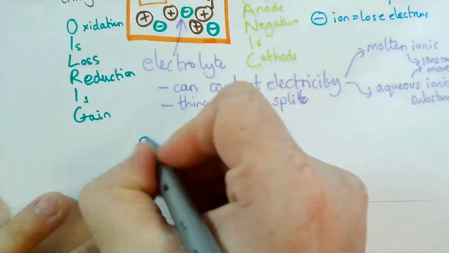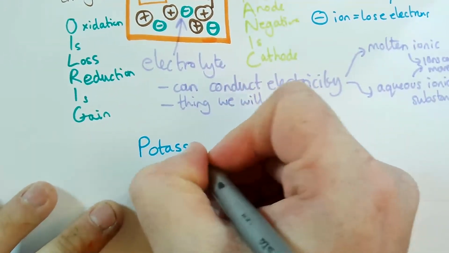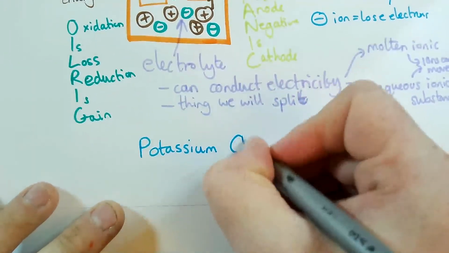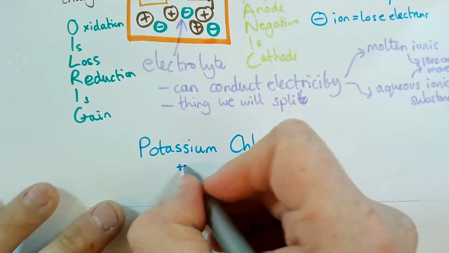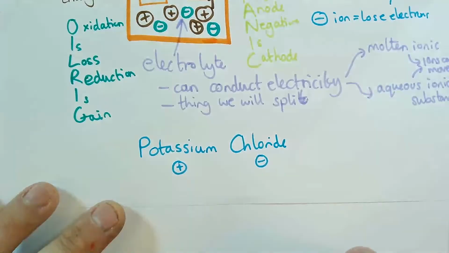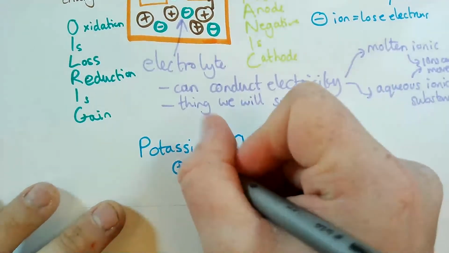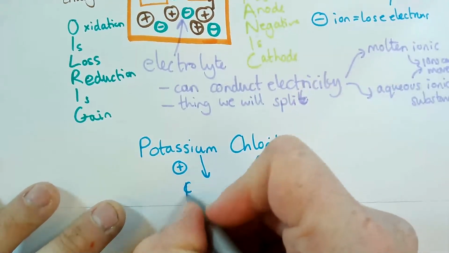Okay, so if I had potassium chloride, let's say it was molten, so these are the only ions here. We've got positive potassium, negative chloride. Okay, well, what's going to be made is this is going to have the cathode, the negative electrode.